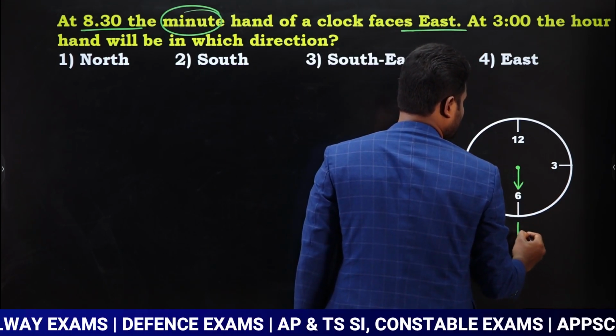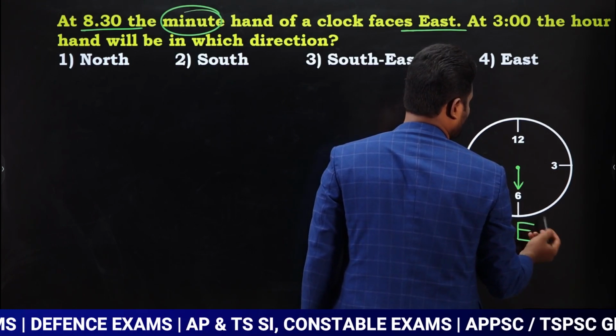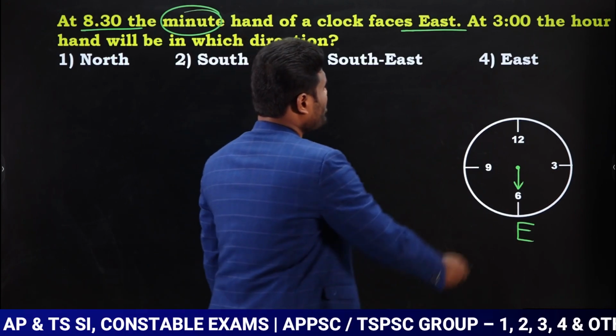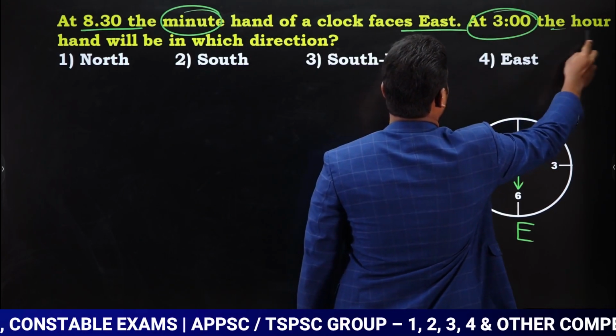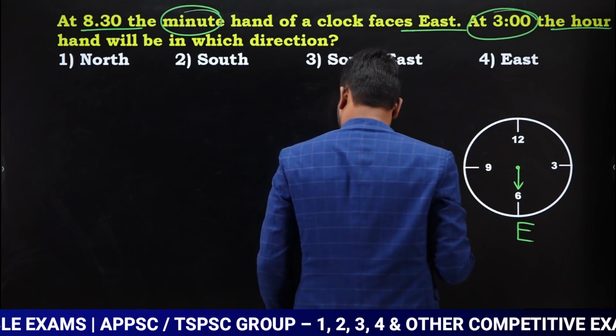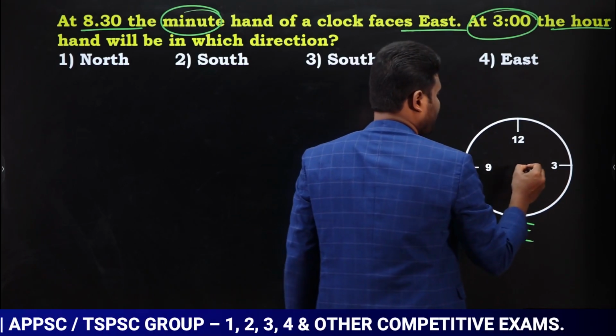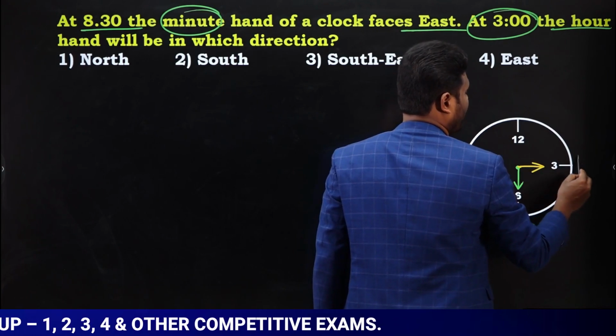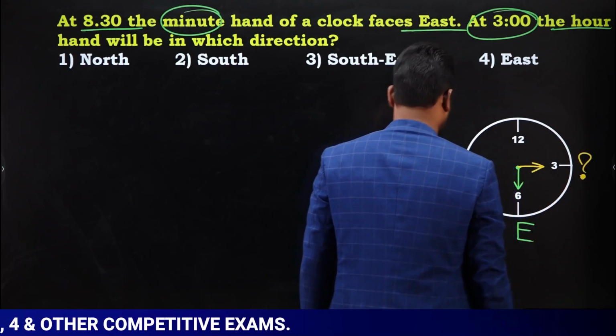This is nothing but east it seems. So minute hand is facing towards east at 8:30. Our question is, at 3 o'clock, our hand is facing towards which direction? Now if you observe, at 3 o'clock our hand is going to face towards 3. Now what is this direction? This is our question, yes or no?